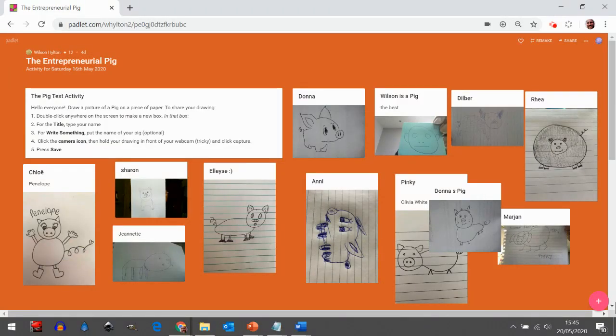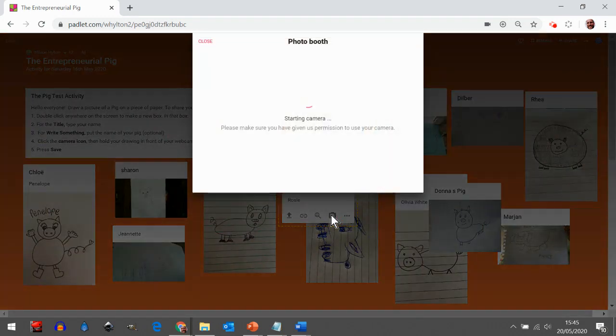Okay, so here's the outcome. So all of the students had produced or drawn their own pig and pasted it into here, which is a Padlet page. Sometimes the oldest trick in the book is the best, and it was really quick to set up. So the student basically went in, double clicked on the page, put their name in, name of their pig if they wanted to, and then clicked on the webcam icon.